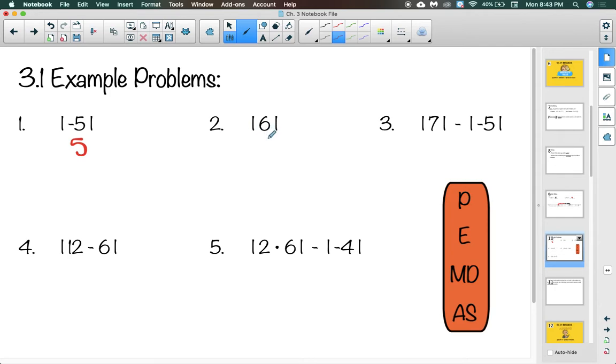Number 2, the absolute value of +6. Well, we can make it positive. It already is positive, and get rid of those bars. Number 3, here's a review for us.